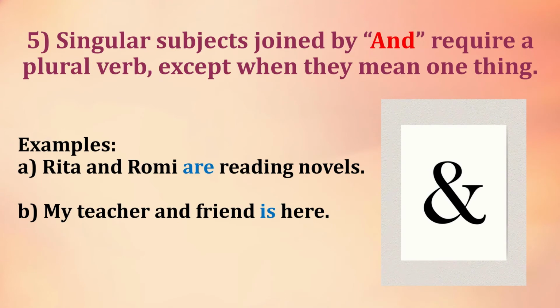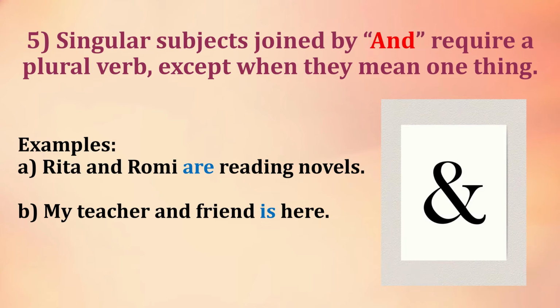Let's see the fifth rule. Singular subjects joined by and require a plural verb except when they mean one thing. Let's see the example. First one, Rita and Romy are reading novels. Rita and Romy are different people. So these are plural subjects. So we will use plural verb, that is are.